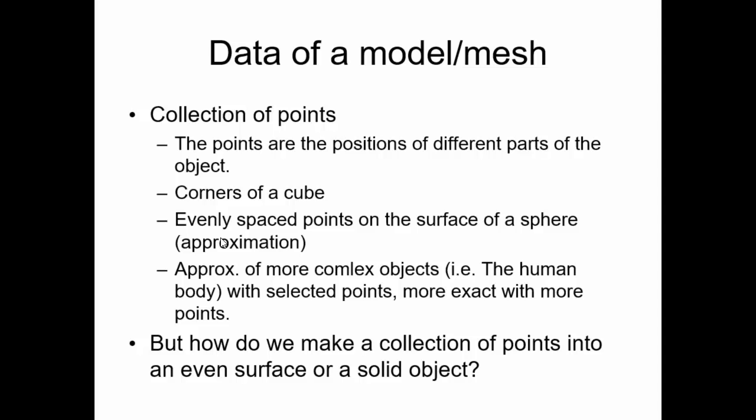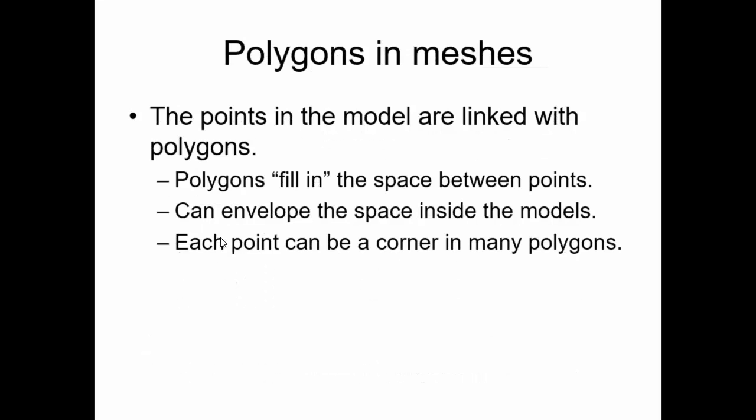And an approximation of more complex objects, a more complex object like the human body for computer game characters and so forth. But the question is, after we take this sampling of points along the surface of an object, how can we take this and make it into a collection, or make it into an even surface or an actual enclosed object or a solid object.